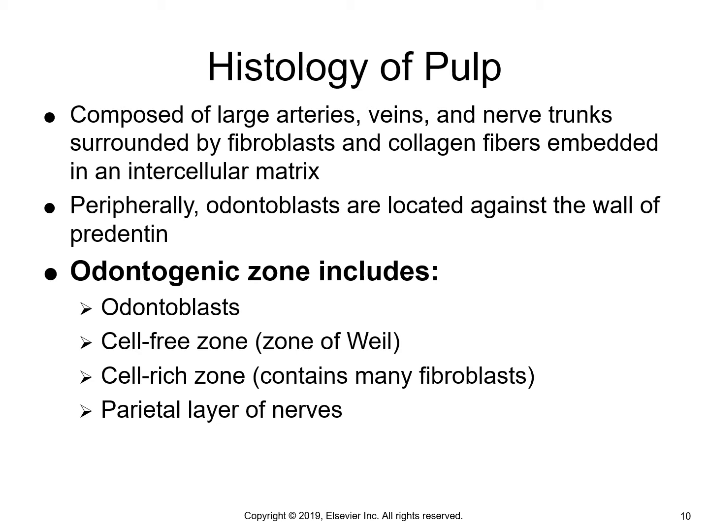Peripherally, or around the outside, odontoblasts are located right against the wall of predentin. And so the predentin, remember, is that first mineral deposit of dentin that's laid down on top of the pulp chamber. So in the odontogenic zone, odontoblasts are the dentin-forming cells. In this zone, we've got a cell-free zone, which is known as the zone of Weil, and the cell-rich zone that contains many fibroblasts. And then there's a parietal layer of nerves.